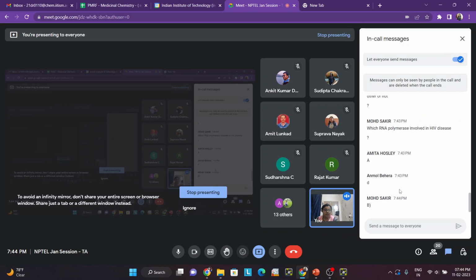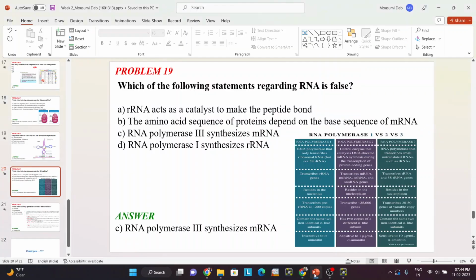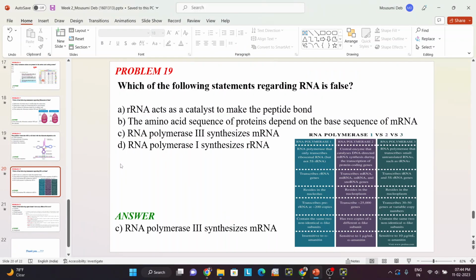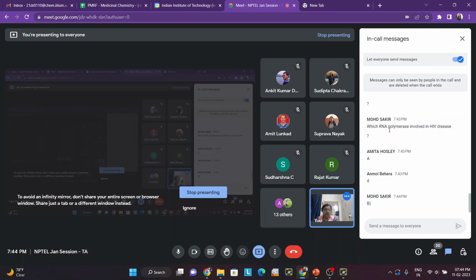Okay, we have some answers like A and B. There is one question like which RNA polymerase is involved in HIV disease. I do not exactly know it in particular, so I will come to you with this problem the next day.